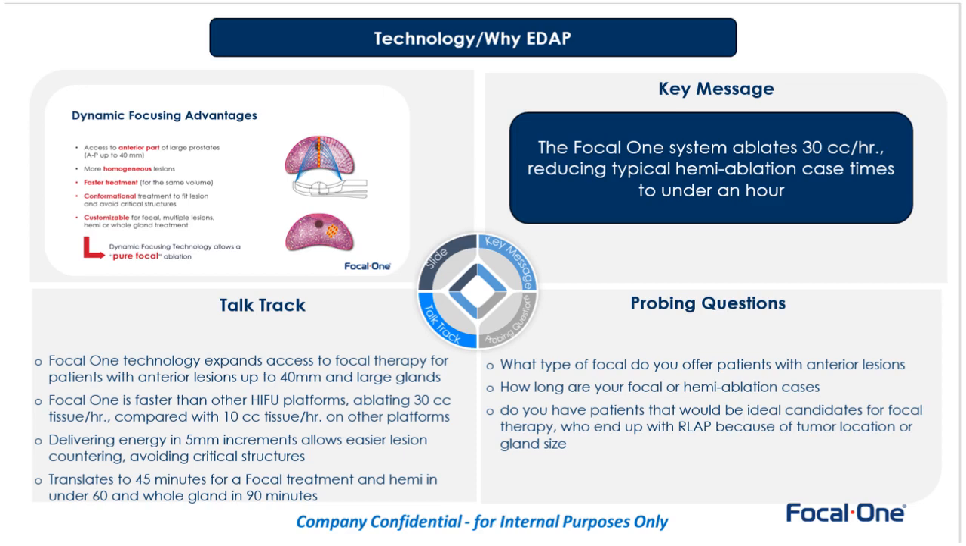Focal One is faster than other HIFU platforms, ablating 30 cc tissue per hour, compared with 10 cc tissue per hour on other platforms. Delivering energy in 5 mm increments allows easier lesion contouring. Avoiding critical structures translates to 45 minutes for a focal treatment, hemi in under 60 and whole gland in 90 minutes. Use the following probing questions to engage your customer.